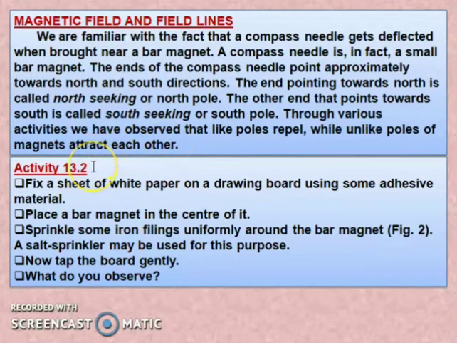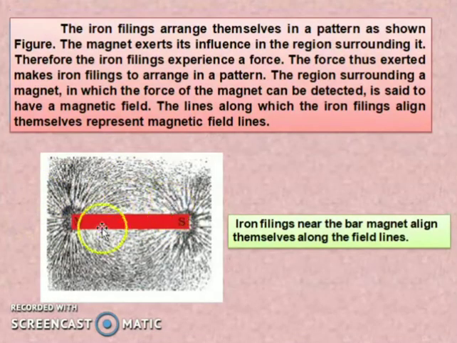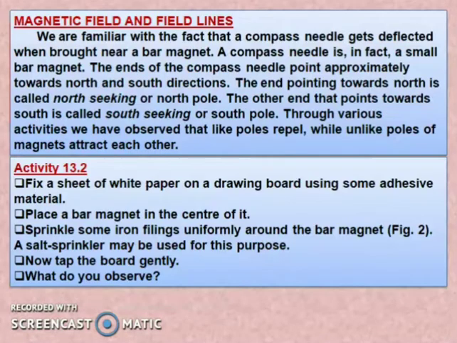Activity 13.2. Fix a sheet of white paper on a drawing board using some adhesive material. Place a bar magnet in the center of it. Now sprinkle some iron filings uniformly around the bar magnet as shown in the figure. So you can see the figure. Here you can see a bar magnet kept on the plain paper and some iron particles sprinkled on it. A salt sprinkler may be used for this purpose. Now tap the board gently.